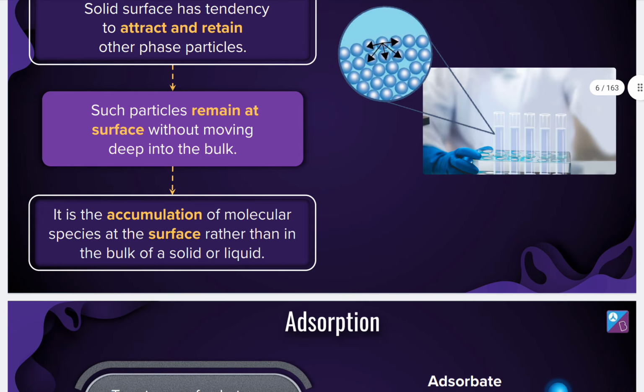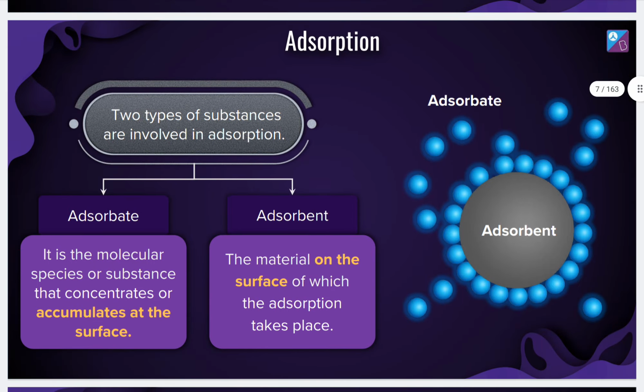So adsorption is the accumulation of molecular species at the surface, rather than in the bulk of a solid or liquid. Two types of substances are involved in adsorption. The first one is the adsorbate, the second is the adsorbent. This is important to notice here: adsorbate and adsorbent.